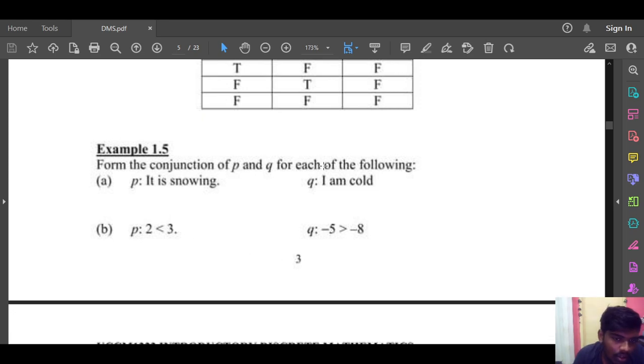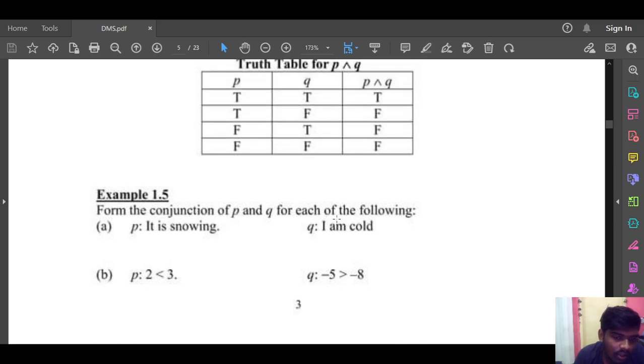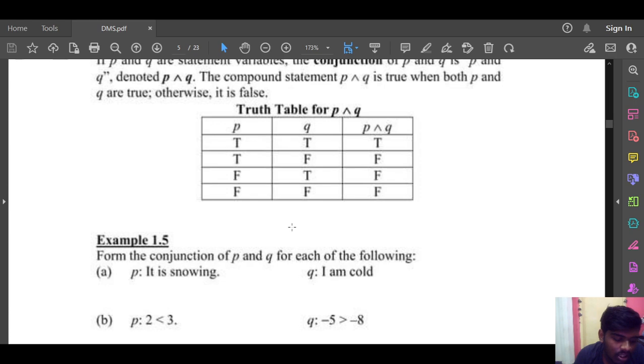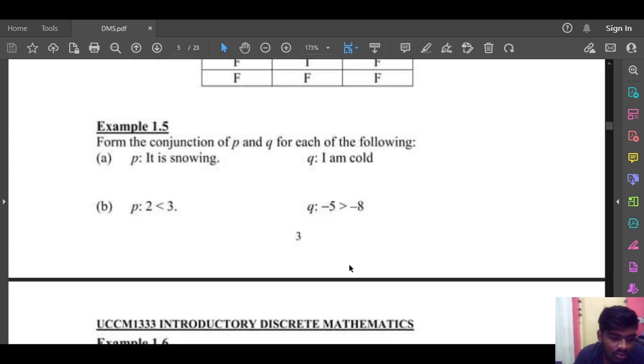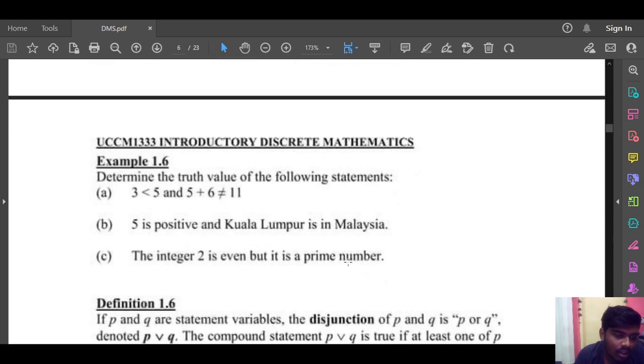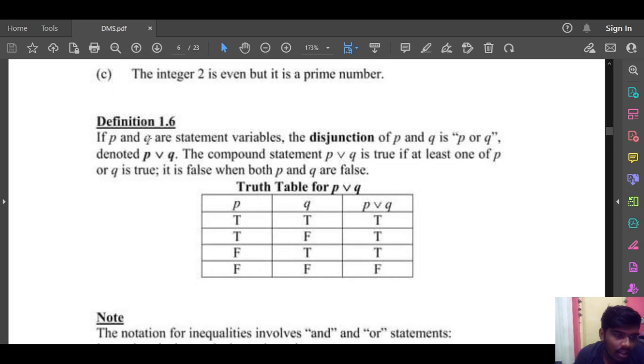Form the conjunction of P and Q for each of the following, where P is it is snowing and Q is I am cold. We can join the statements as: it is snowing and I am cold. And here we have the disjunction, P or Q, and this is denoted by this symbol.